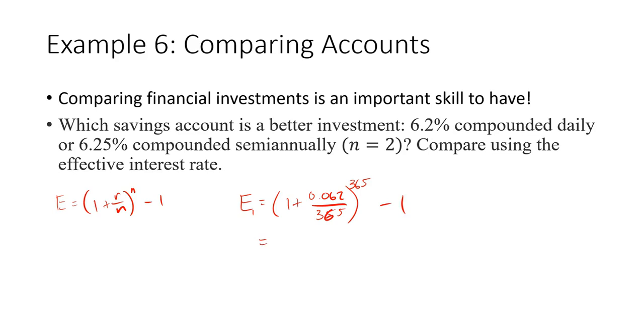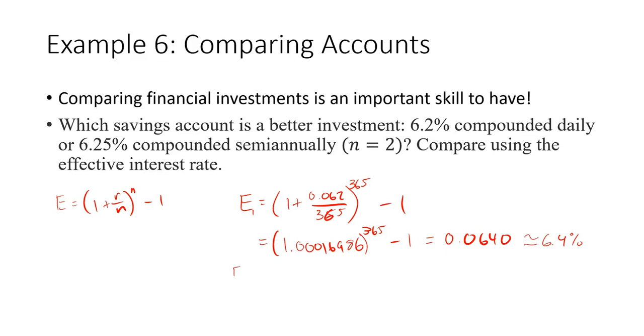0.062 divided by 365 plus 1 gives 1.00016986 to the 365 power minus 1, 0.0640, or 6.4%.